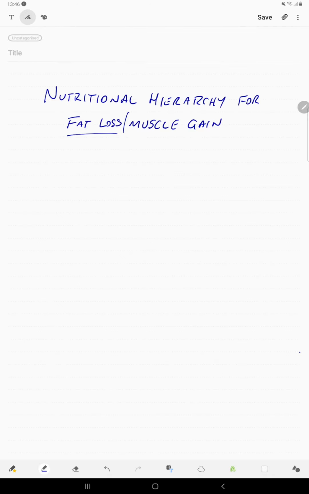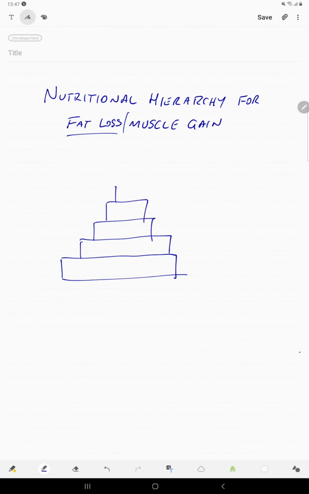Muscle gain, you're just going to be looking at increasing the calories rather than decreasing calories. But let's not get too tied up in the weeds, and we'll get stuck into it. So we're going to start off with this kind of pyramid shape. All right. So it's a 5-step pyramid that we're going to work with. More important at the bottom, and as you go up the pyramid, they become less important.